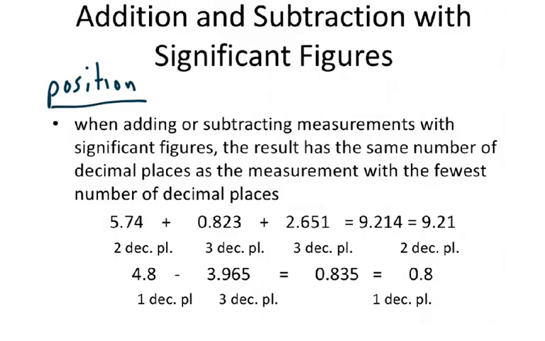According to this slide, it says when adding or subtracting measurements with significant figures, the result has the same number of decimal places as the measurement with the fewest number of decimal places. So I'm going to explain this using the word position. Now, here's a recommendation. There are 2 sample problems here, okay? This is number 1. You're adding 3 numbers, and down here you got number 2. You're subtracting 2 numbers.